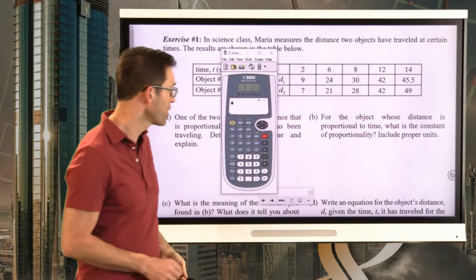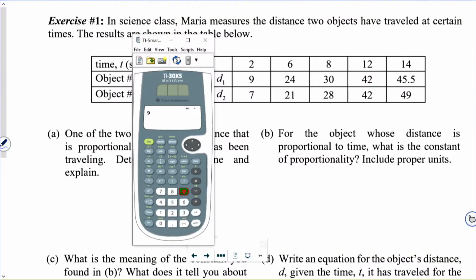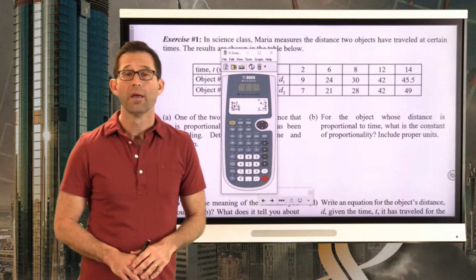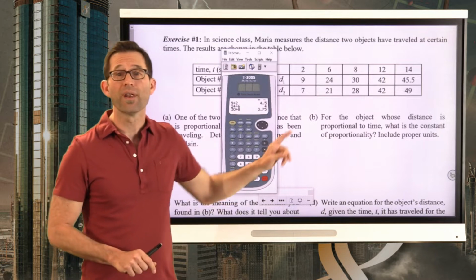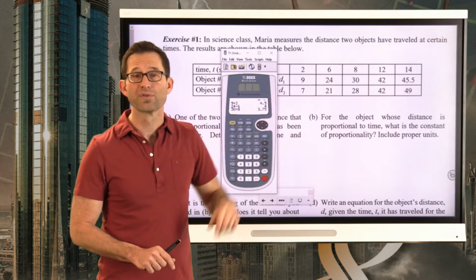And we can test that very quickly on our calculator, right? All right, let's do 9 divided by 2, and that's 4.5. I don't think we need our calculator for this one, but we'll use it anyway. 24 divided by 6, and that's 4. 30 divided by 8, and that's 3.75, and I'm going to stop right there. I wouldn't have even had to go any further than just testing the first two.